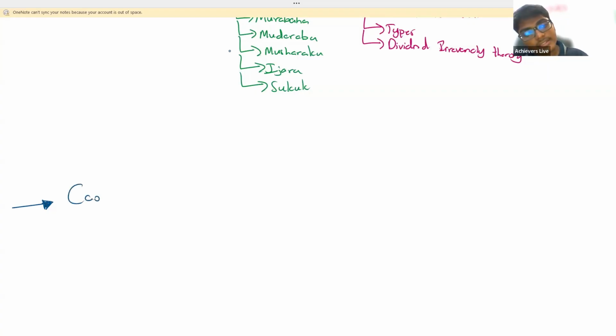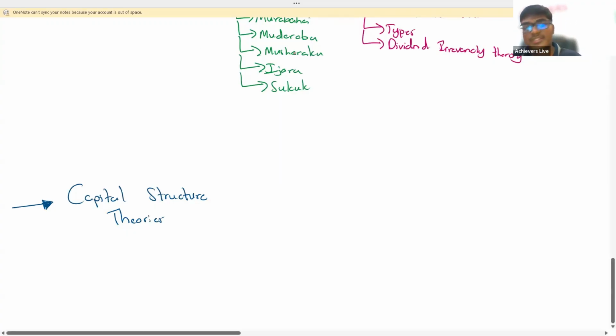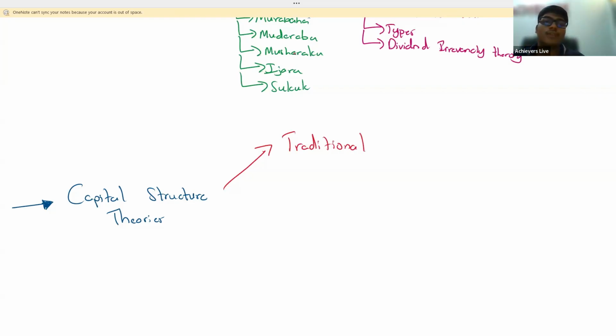Next, we are going to look at the capital structure theories. Starting off with the first theory, traditional theory. So, what is the traditional theory saying? As the gearing increases, your WACC will reduce. After a certain point, it will start increasing again. So the point where the WACC is the lowest is known as the optimum point. Where the WACC is the lowest, that is the optimum capital structure.